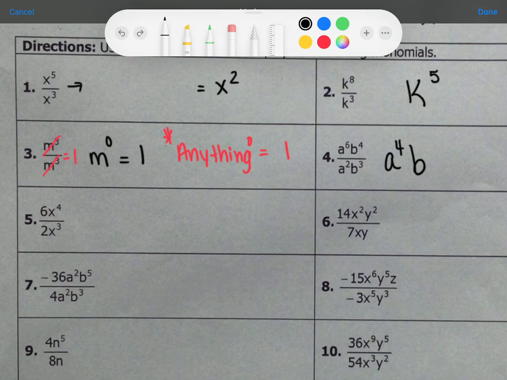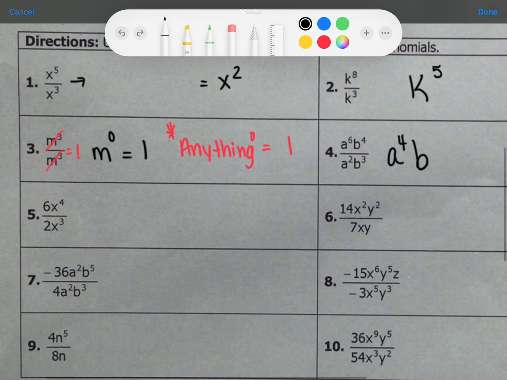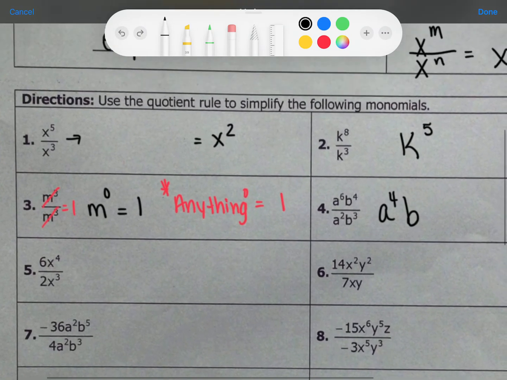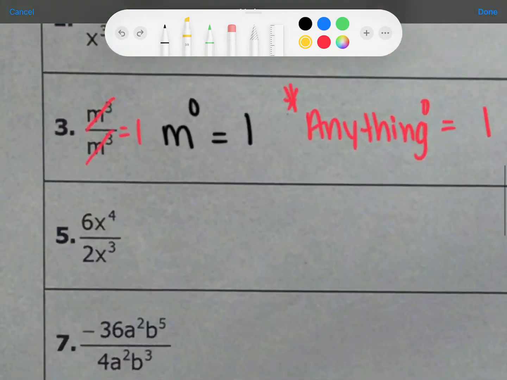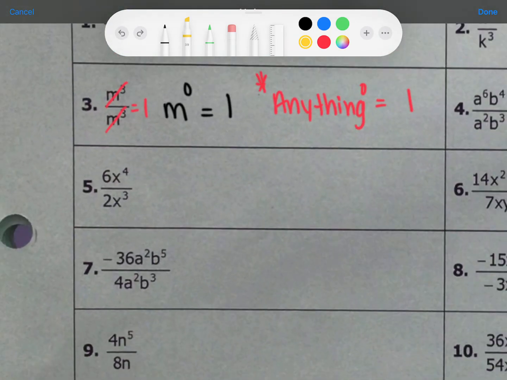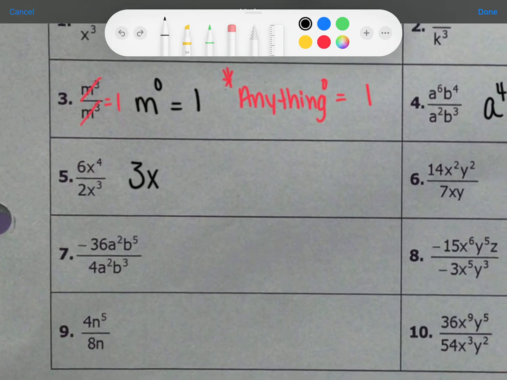Number 5 is the first one we see with a coefficient, a 6 and a 2. What do you do with those coefficients? Do you remember? That's right, you're going to divide those coefficients. All right, so let's take a look at this. We're going to divide 6 and 2. What is 6 divided by 2? Oops, 3 the last time I checked. And then subtract your x's. 4 take away 3 is 1. Again, you don't have to put that as an exponent. You can leave it off.